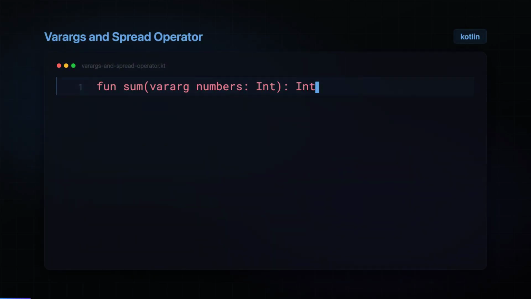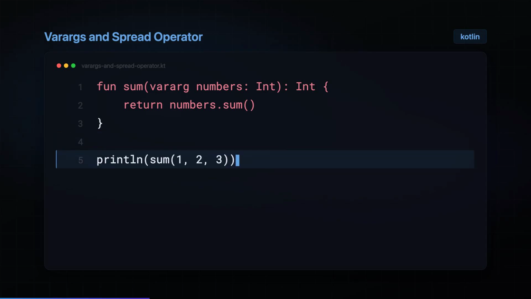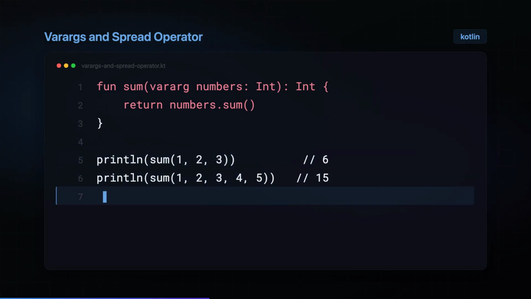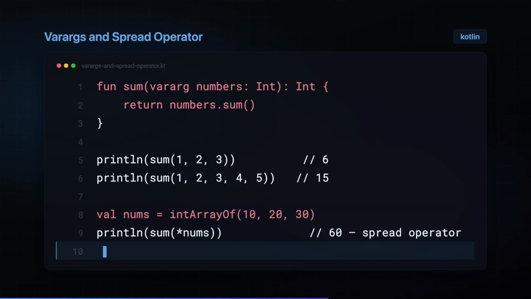Use vararg to accept any number of arguments. Inside the function, the vararg parameter is an array. Pass an existing array to a vararg with the spread operator, asterisk. Asterisk myArray unpacks it into individual arguments. Mix a spread with extra individual values in the same call.